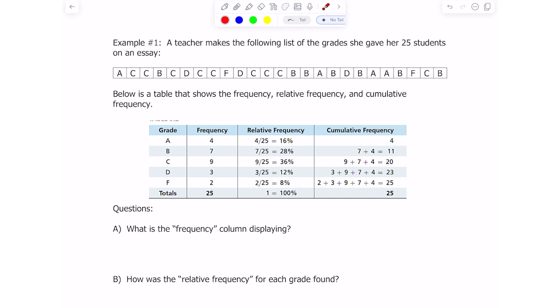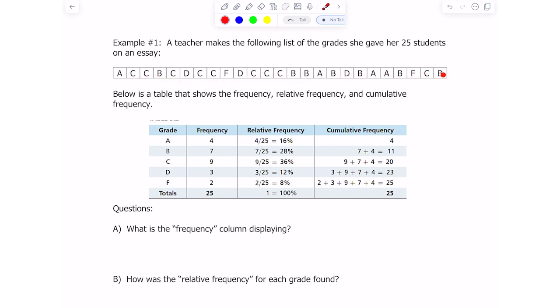So, if you go onto Amazon and you order, Amazon collects data about you, like your name, your birthday, your geographical location, maybe your shirt size, types of books you like to read. That's all data. So here, a teacher makes a list of grades that she gave her 25 students on an essay, right? This is data. It's information collected about her students. As you can see, it's not organized.